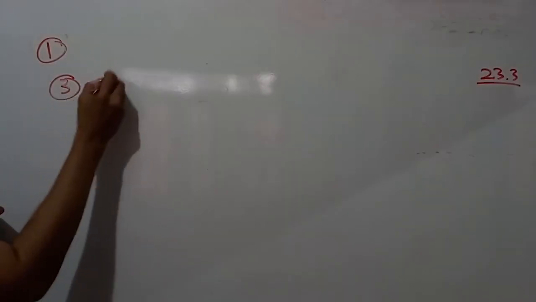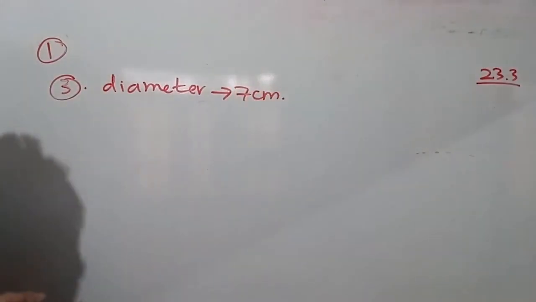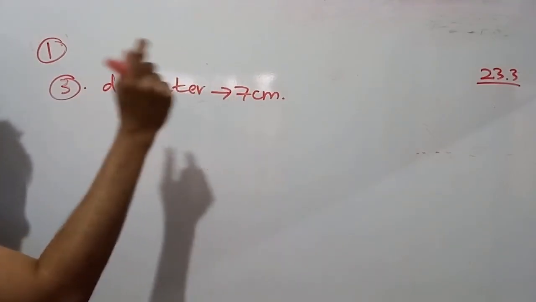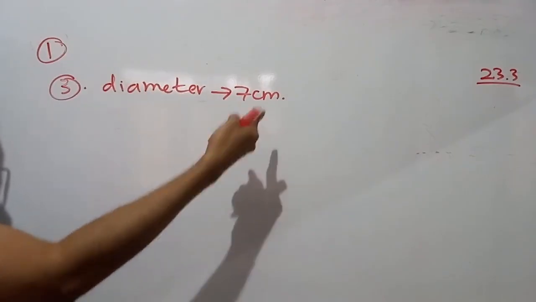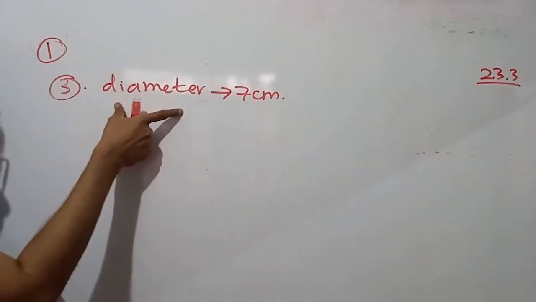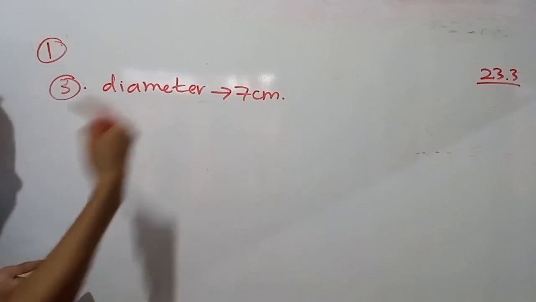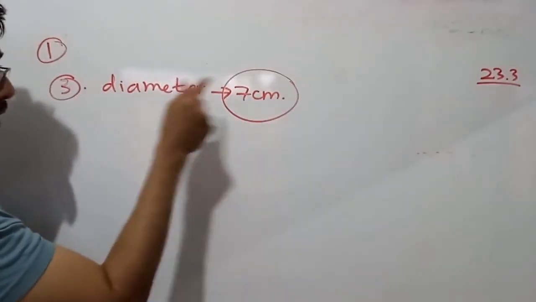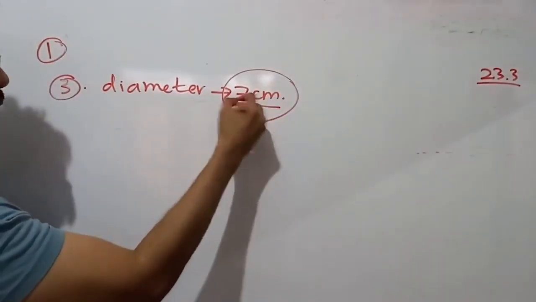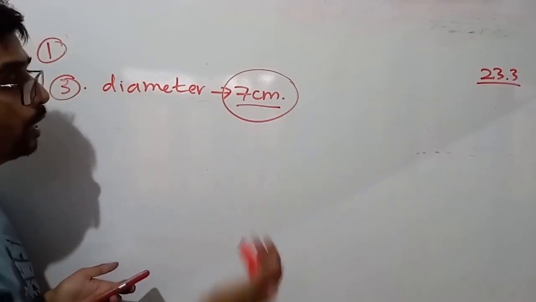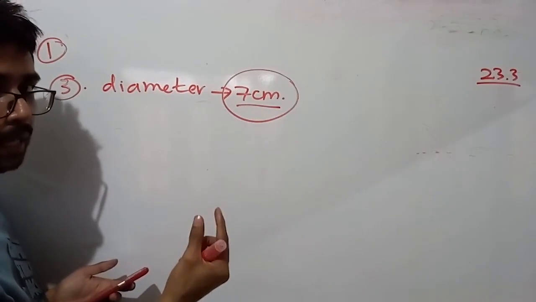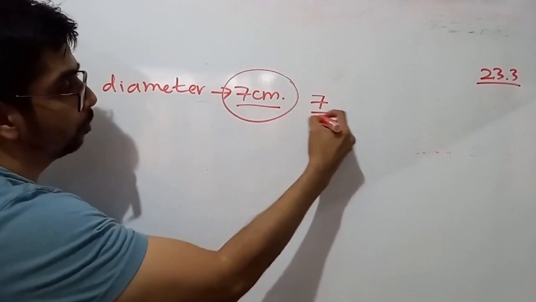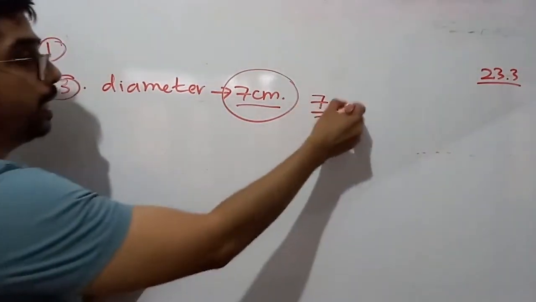So we have diameter 7 centimeters. Right? So we know diameter is 2 times the radius. The diameter is twice the radius. So here the value given to us is the diameter, so we have to take half of this. Rather than dividing 7 by 2, let's write it like this: 7 divided by 2. So this is the radius.